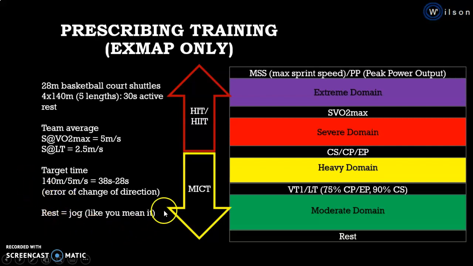As far as the rest goes, you would just need to jog, and jog like you mean it, not like a walk with arms pumping, because really this lower intensity is pretty low in most cases. 2.5 meters per second, that'd be pretty low. It'd be pretty easy for an athlete to simply jog this pace for the remainder of the 30 seconds before they started their next bout again.